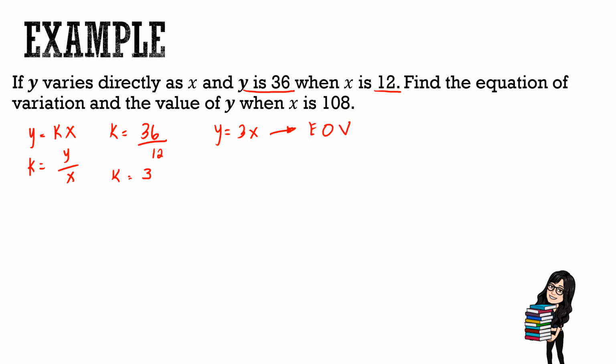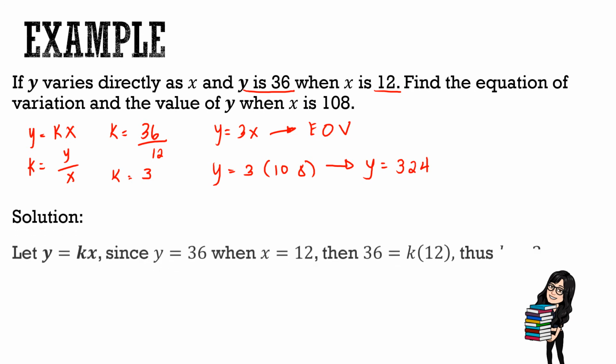After getting the equation of the variation, we can now find for y when x is 108. So just simply substitute x by 108 to our equation of variation. So we have y is equal to 3 times 108. Multiplying 3 by 108 will give us an answer of y is equal to 324. So let's check our solution.